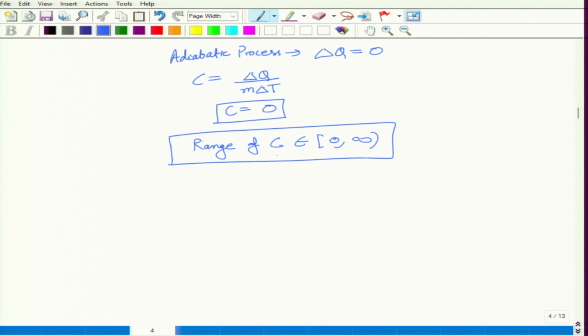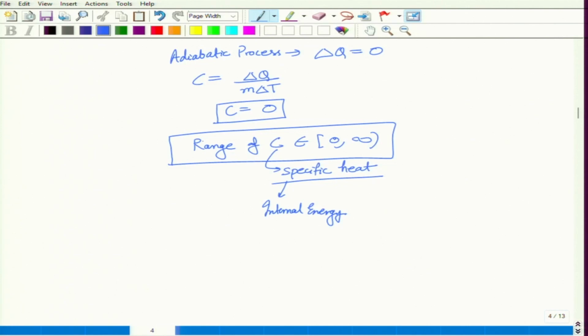So now that is all about the concept related to specific heat. This concept is important to understand, so we are able to relate the different specific heats with the internal energy. For now we are restricting ourselves to how specific heat is related to internal energy.